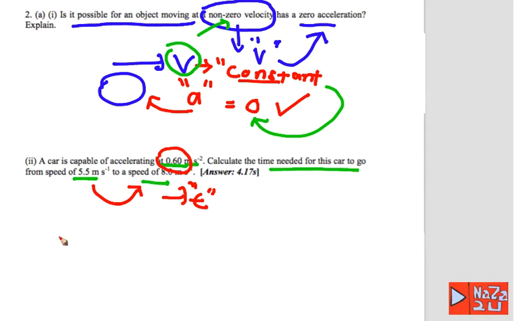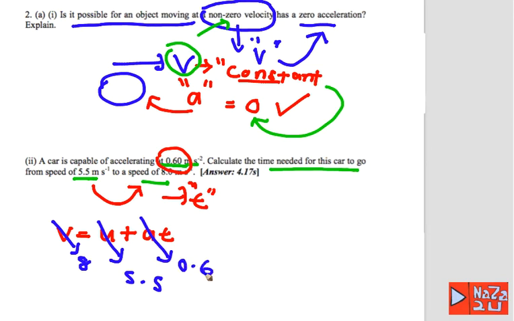So here you can use the equation v is equal to u plus at. From the question, we have the value of the final velocity, 8 meter per second, and the initial velocity is 5.5, and the acceleration is equal to 0.6. So now you can find the value of time t is equal to 4.17 seconds.